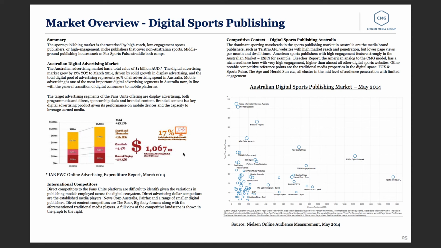So in the context of that category, that chart on the right-hand side, there's unique audience on the horizontal axis, and then page views per person per month, I believe, on the vertical axis. So it's a way of saying, all right, how big is your audience and how engaged are they? And generally the curve in sports websites is, the more engaged you are, the more niche you are. So racing information services and football in this market is a niche audience, but they're very engaged. All the way down to Telstra, AFL is very, very large, but not as much engagement. So we were saying, all right, we wanted to create a large audience that had high levels of engagement via a user-generated content strategy.